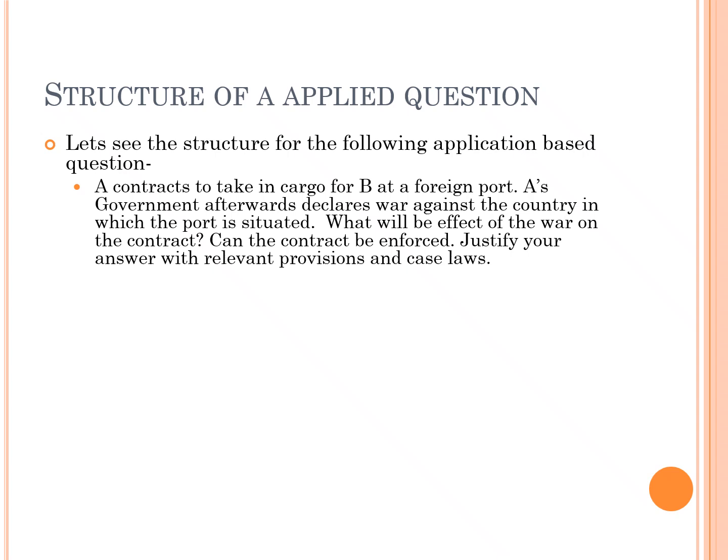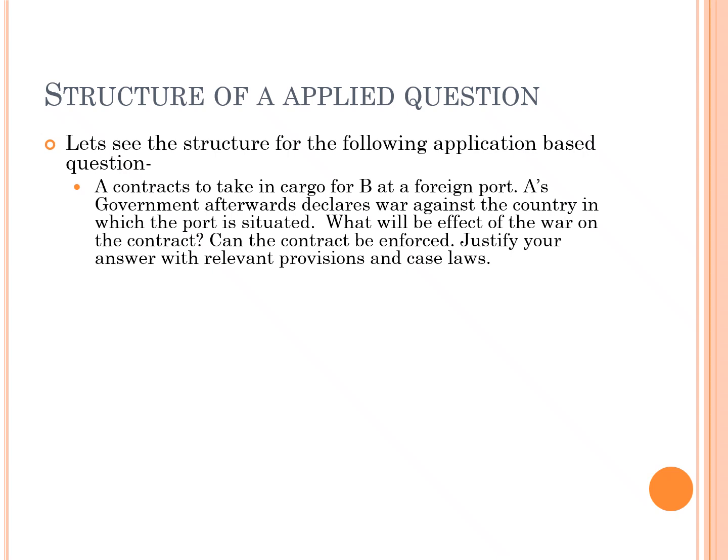So if this question comes in the examination, this is an illustration of section 56, relating to the impossibility of performance of a contract. So we must be able to remember in our mind the relevant provision relating to the illustration of the applied question that is given. And this is comparatively a simple applied question.